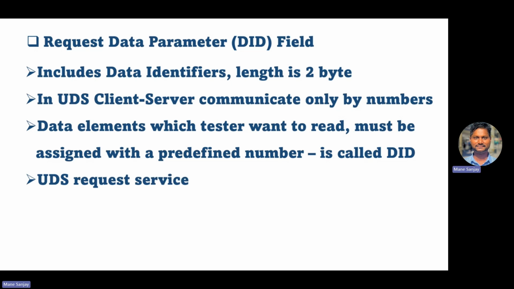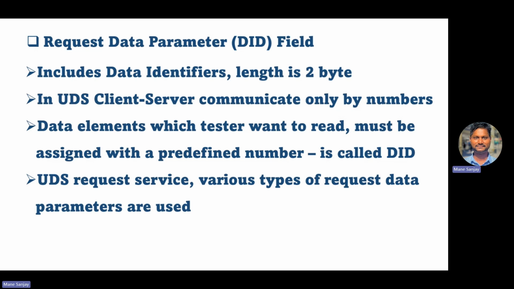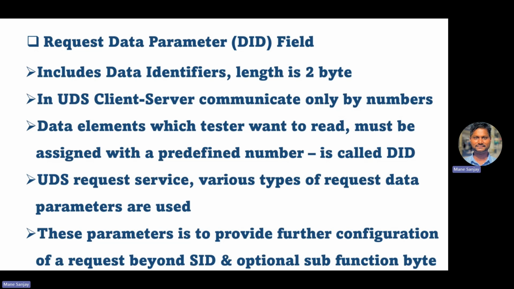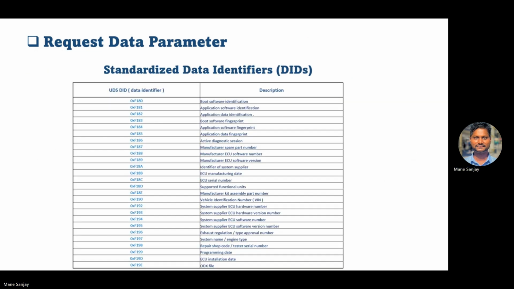So in most UDS request services, various types of request data parameters are used, right? This is to provide further configuration of the request beyond the service ID and optional subfunction byte. These are the standard data identifiers which are used, but beyond that, it is up to the manufacturer. If they want to add more data identifiers based on their need in the vehicle, they can implement them, and the same logic, same software, needs to be implemented in the diagnostic tester tool.